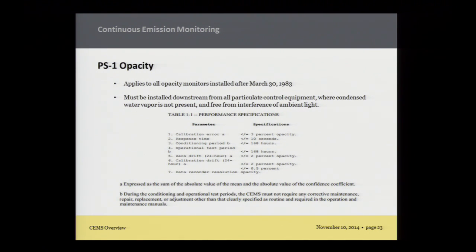Zero drift, less than 2% opacity. The calibration drift is the same, less than 2%, less than 0.5%. And so it's expressed as the sum of the absolute value, so it can be plus or minus, right? You don't have to be two above.